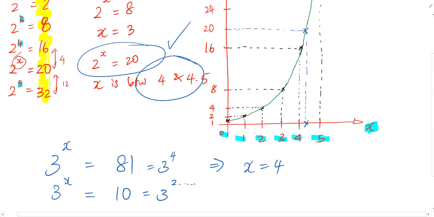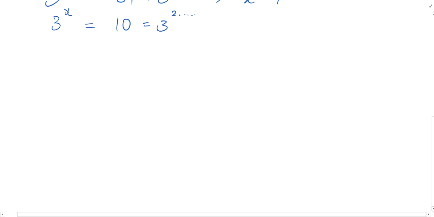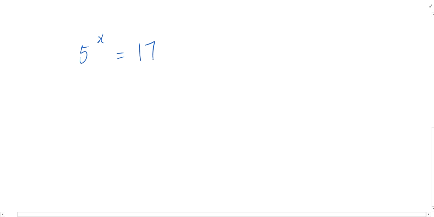So every time you see this type of question, 5 to the power of x equals 17, what must you do? You must make the base the same, but you can't do that. So you must plot a graph all the time. Is that a good idea? No. It's a good idea if I've got time and the skills to plot a proper graph.